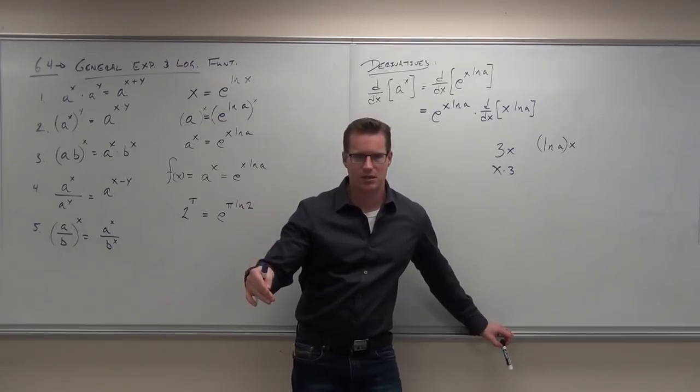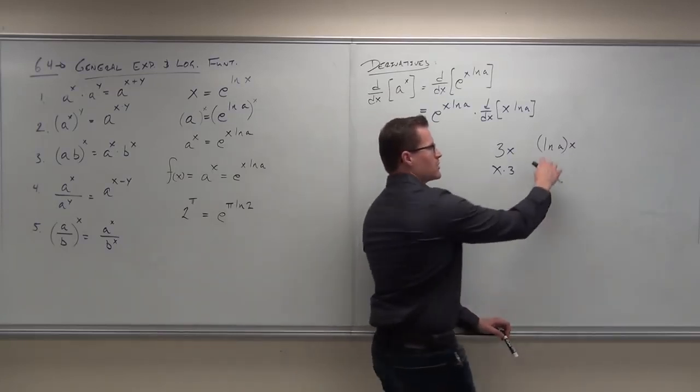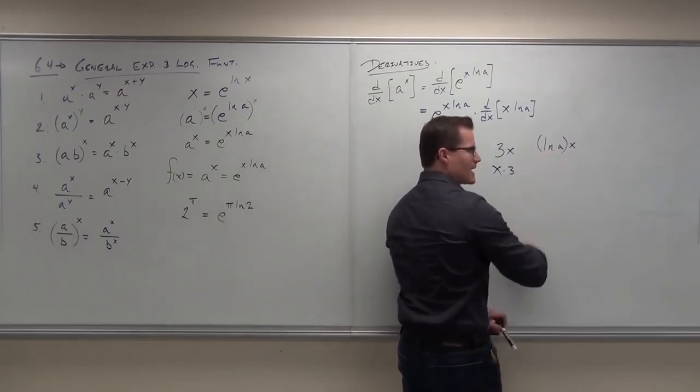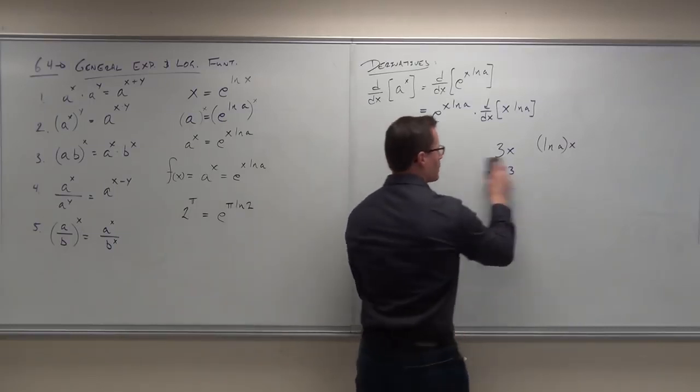Does that make sense? And a is fixed. a is your base. It's fixed. It's not a variable. So when I take a derivative of this, the derivative is ln a. Are you sure you're with me on that one? It's not a product rule.